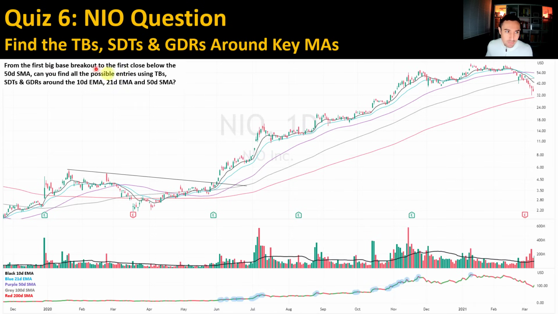So from the first big breakout to the first close below the 50 period moving average, can you find all the possible entries using trigger bars, shakeout demand tails, gap down reverse bars around the 10-day EMA, 21-day EMA, and the 50-day simple moving average? I'll give you a clue. There's a lot of them. Ready? 3, 2, 1. There you go. Whole heap of them. How many opportunities do you want to get on board a leading stock?